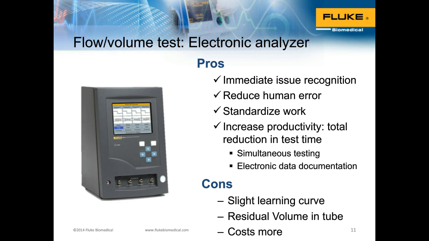So in terms of an electronic analyzer, the nice thing about it is you get immediate issue recognition, because you're looking at a screen, and as the pump is outputting the fluid, you can see right away if there are any spikes or issues, something that you cannot do with the manual methods. You're also reducing human error because you're not doing any calculations. Everything is done for you. Essentially, you are hooking up the pump to the analyzer and watching what happens in terms of the flow measurement.